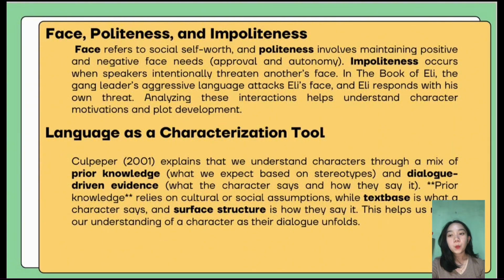To understand a character, we use a mix of what we already know about people, our expectations, and the way the characters speak in the story. So, prior knowledge is what we expect based on cultural or social assumptions. For example, if a character is a teacher, we might expect them to be knowledgeable or patient. Text-based is the actual words that characters say. These tell us what the character is directly communicating, while surface structure is how they say it, their tone, style, and expression. This can show us their attitude or personality. As the character continues to speak throughout the story, we combine these elements to get a clearer picture of who they are. This approach helps us understand the character's personality, motives, and relationship with others.